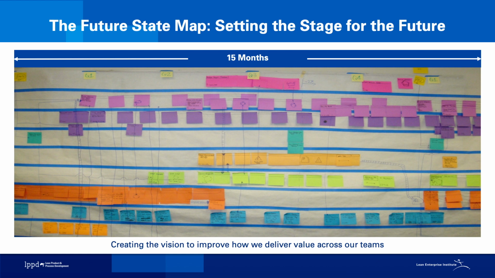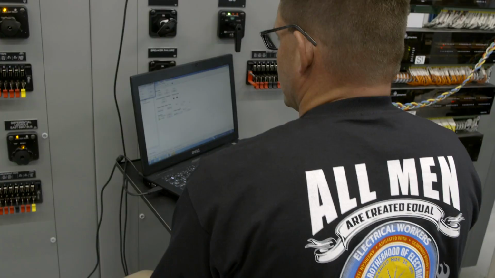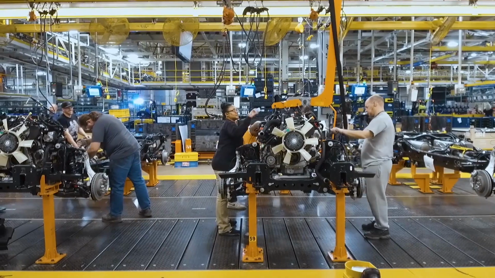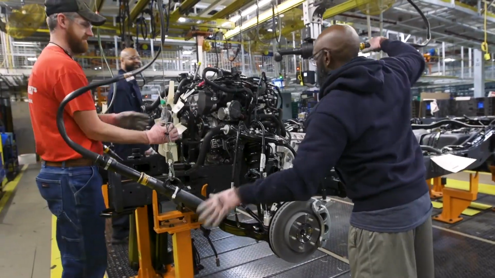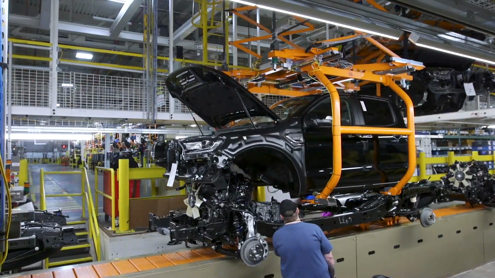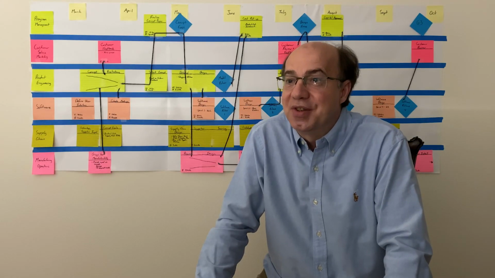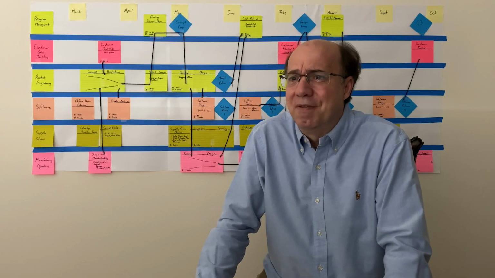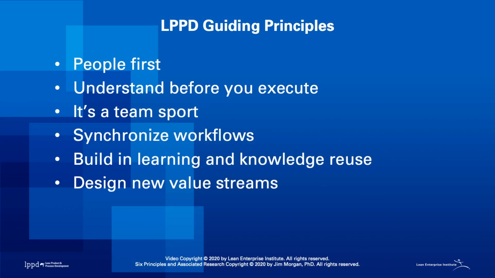The future state map is obviously going to be different for each organization. Each organization has different value creation, different customers, different challenges. So when we talk about what is a good future state, that's really in the eyes of yourselves. But that being said, in lean product and process development, we do have a few guiding principles to help you as you're starting to go through that journey.